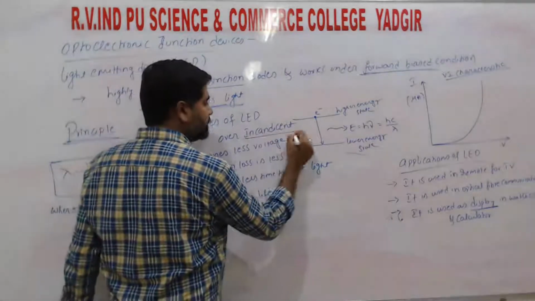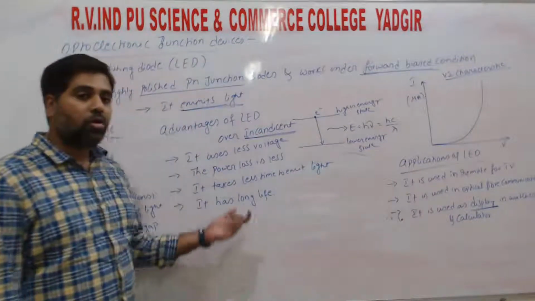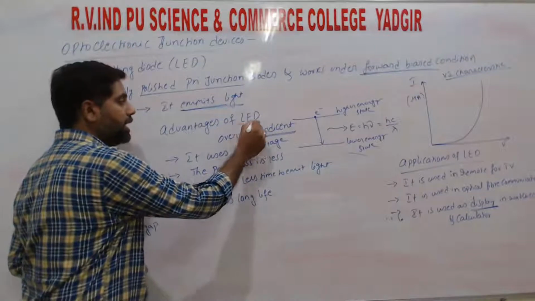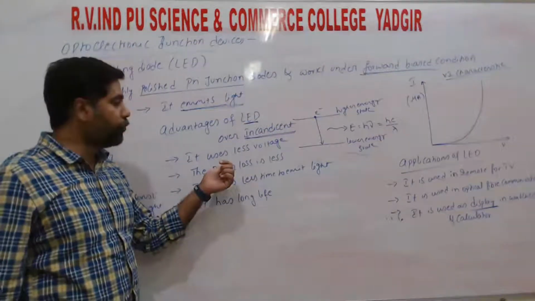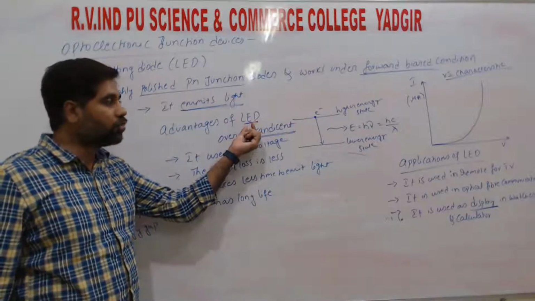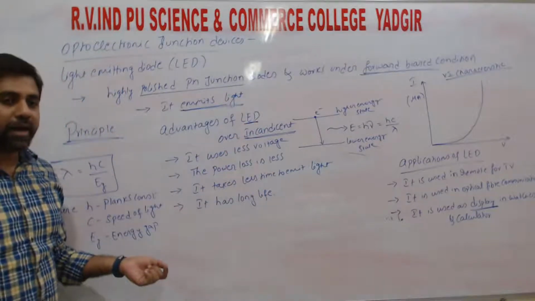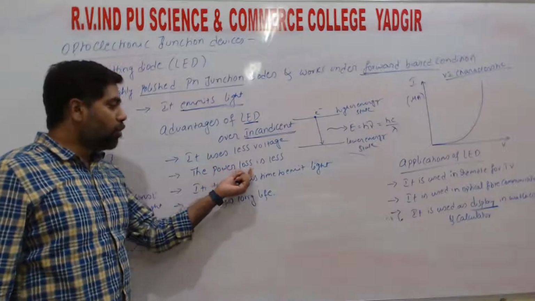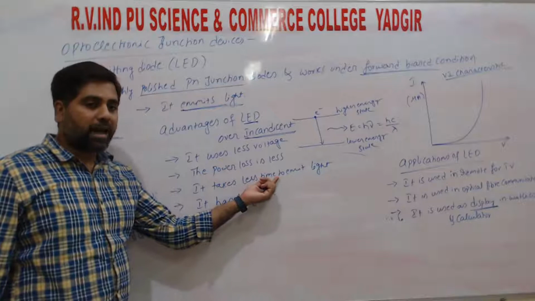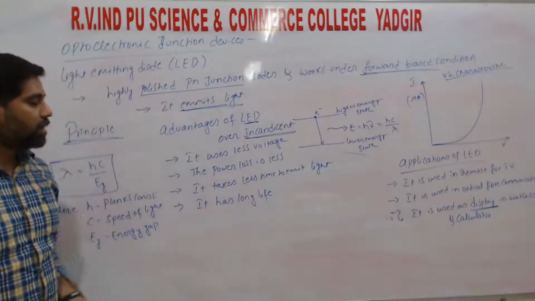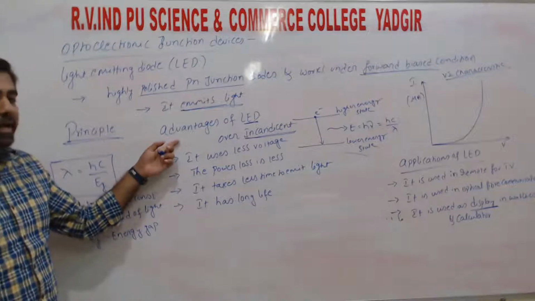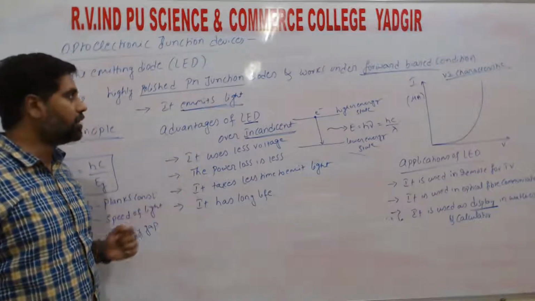That means incandescent bulbs, as we use in our homes, right? Over that one we use the LED. This LED has a few advantages: it requires only less voltage, so for only less voltage we get the light, right? The second is the power loss is less. Next, it takes less time to emit light, right? It has a long life, right? So these are the advantages of LED over the incandescent, right?